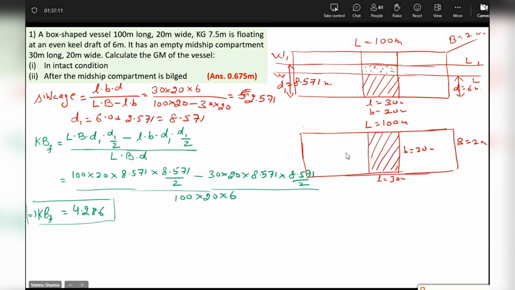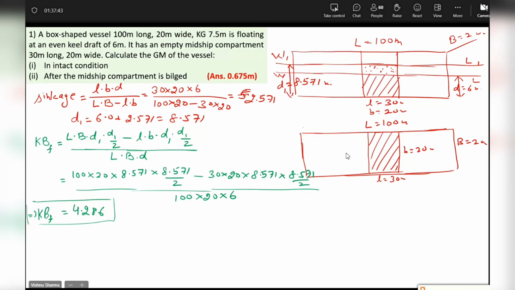Why? Because what is the denominator? The denominator is the volume of buoyancy. What is the numerator? After subtracting, the numerator is now the vertical moment of volume of buoyancy. Yes or no? Yes, sir. The numerator is the vertical moment of volume of buoyancy. Agreed? Yes, sir. It has to be divided by what? Volume of buoyancy. Correct? Yes, sir. Volume of buoyancy will change if the displacement changes. Yes or no? Yes, sir.